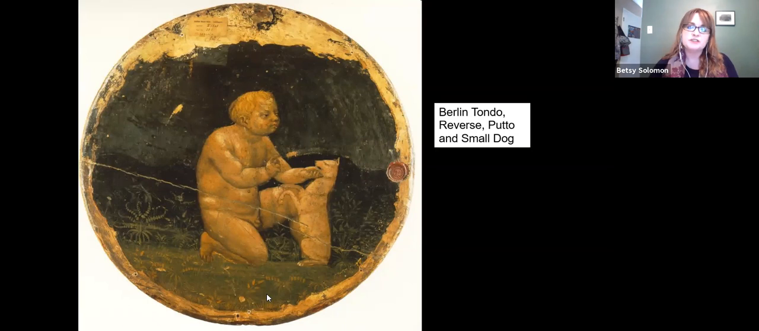But a putto is basically kind of like our cherub-like figures. They're just peripheral decorative figures. Sometimes they're winged and sometimes they're not. And you can see the wearing of that wood panel on the back. It's just kind of interesting to see.